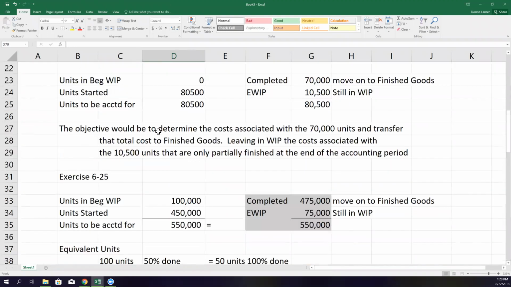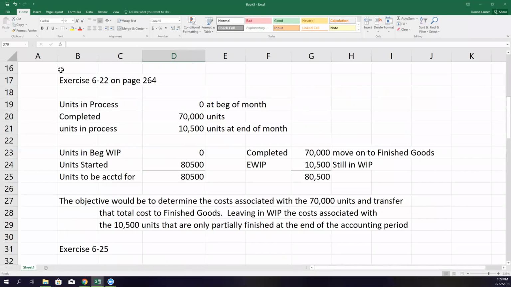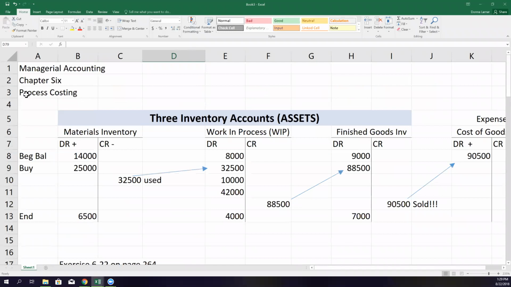Our objective is to determine the costs associated with the units that are transferred to finished goods. This was a different story, so it was 70,000 units in that case. But our objective is always to determine the costs associated with the units transferred to finished goods and how much of the cost should remain in work in process for the partially done units that will roll over to the next period. So the whole chapter is a step-by-step building of the process costing production report that walks us through all the costs accumulating and determining which ones need to go to finished goods.